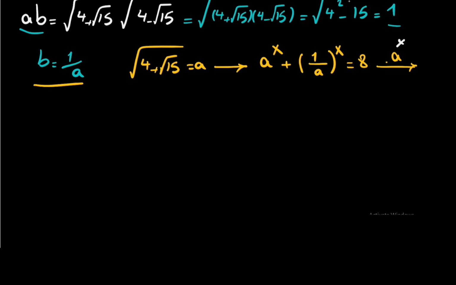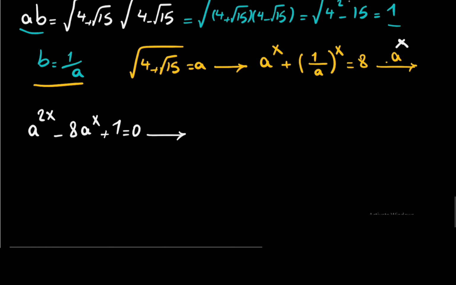A to the power of x. So on the left side, we can write a to the power of 2x minus 8 times a to the power of x plus 1, that's equal to 0. I want to use a substitution to solve it easily. Let me write a to the power of x as t, so you can write it as t squared minus 8 times t plus 1, that's equal to 0.